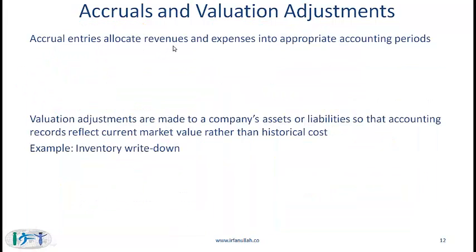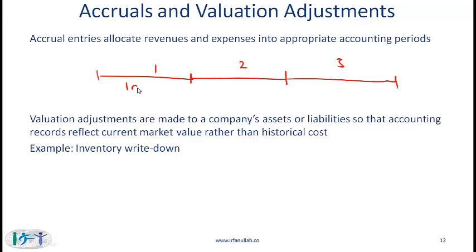Accrual entries allocate revenues and expenses into appropriate accounting periods. And just to illustrate this point, let's say we have 3 accounting periods, 1, 2, and 3. Let's say that John buys inventory in period 1 and he makes a payment. So cash out in period 1. He makes the sale in period 2, but this is a credit sale, so he doesn't get any money. He books revenue but receives money in the next period. So the money that he gets is in period 3.